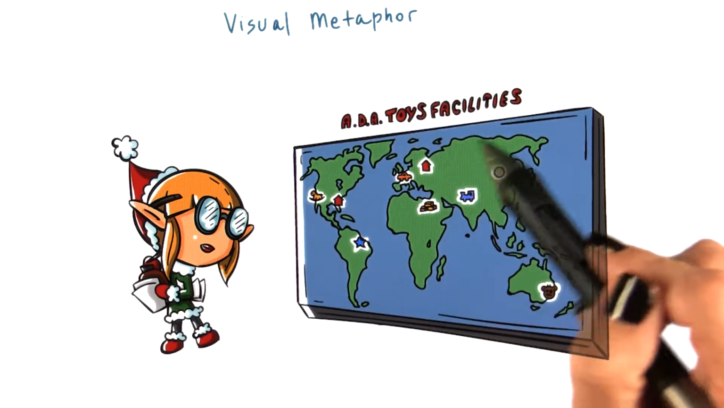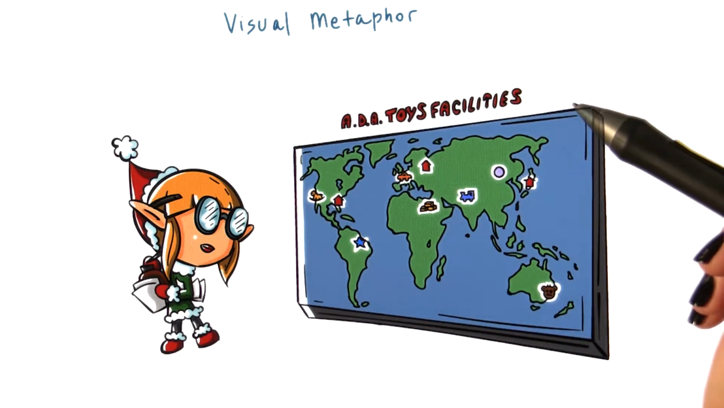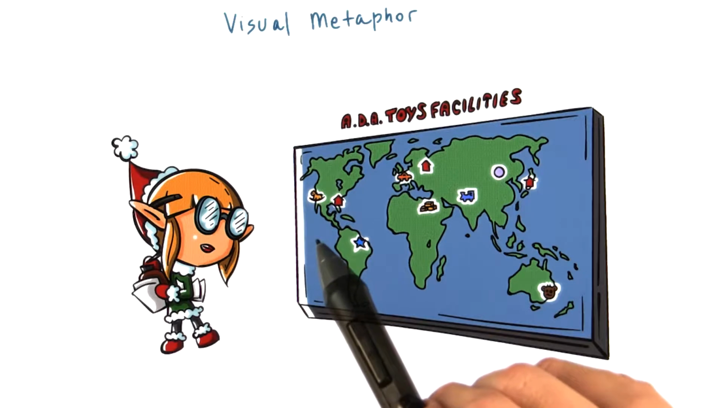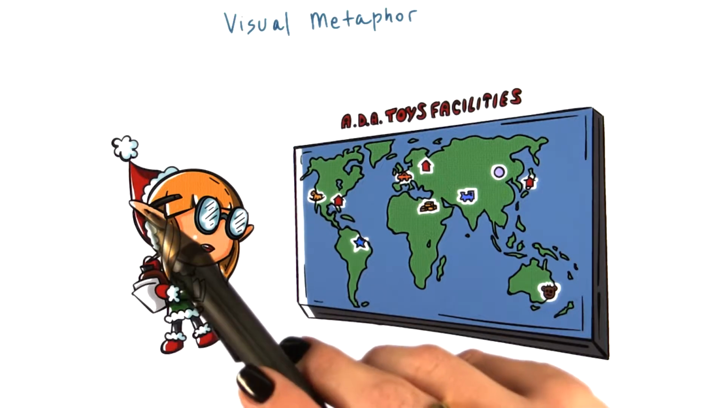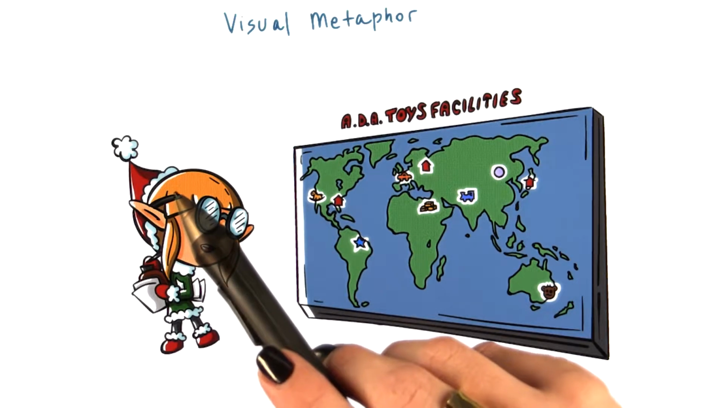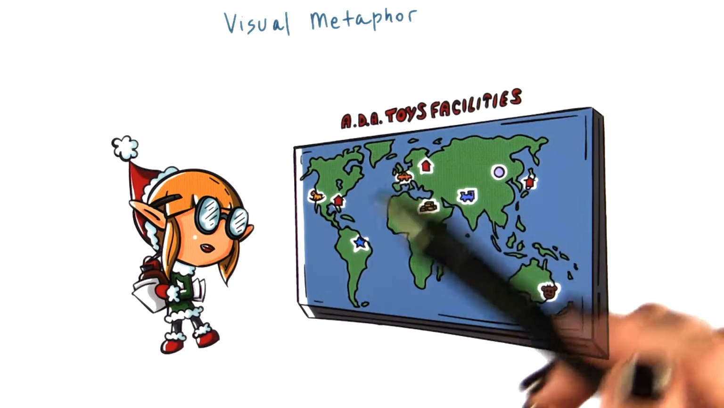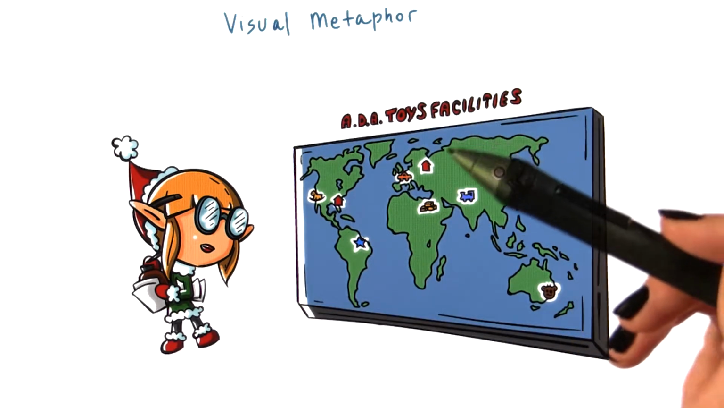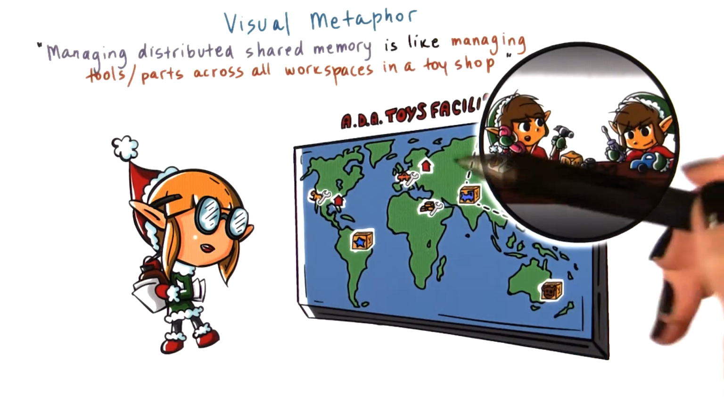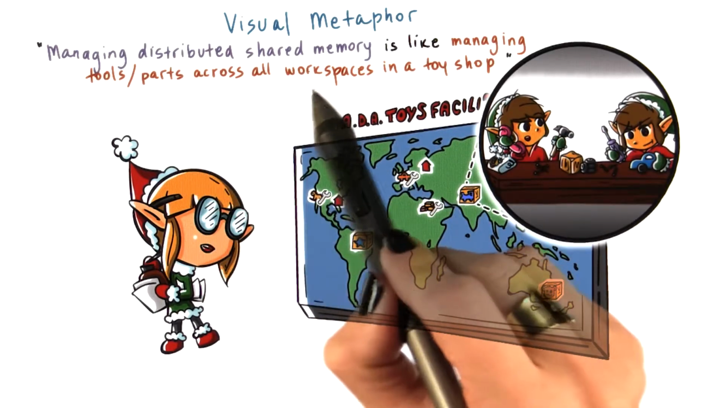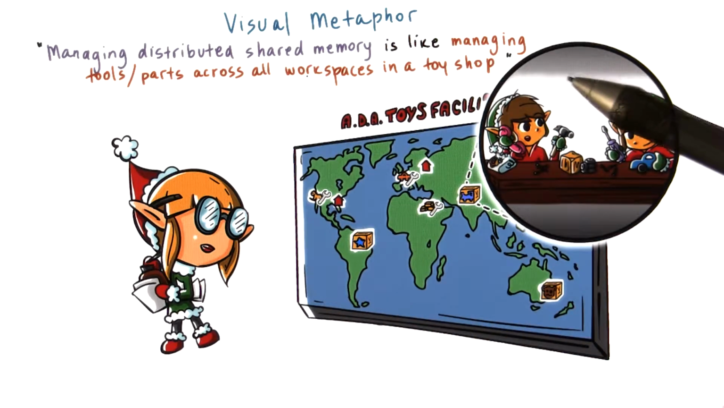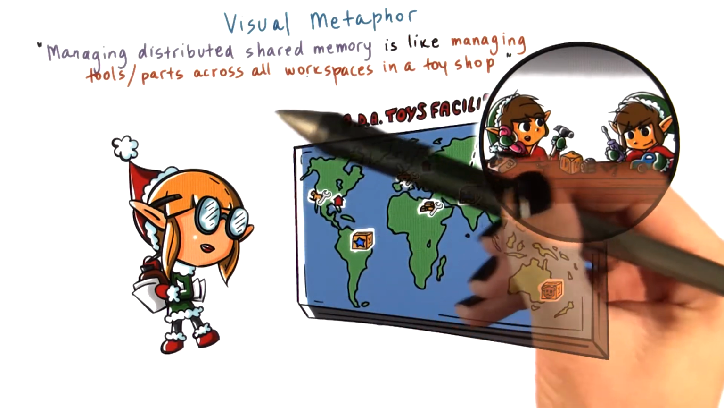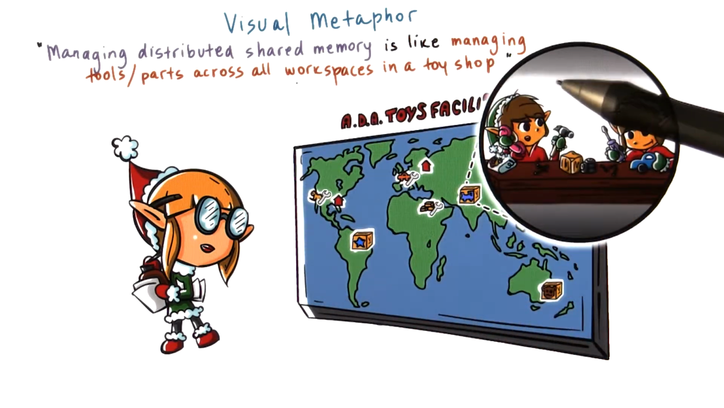In this lesson, we will be talking about another distributed service, specifically distributed shared memory. Now, recall that in a previous lesson on memory management, we made a visual analogy between the memory contents of a process and the parts used by workers sharing a single workspace. Building off of that analogy, managing distributed shared memory is like managing the toy parts or even the tools across all the workspaces in a toy shop.